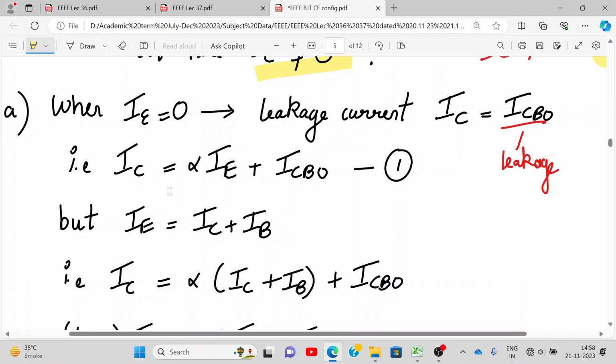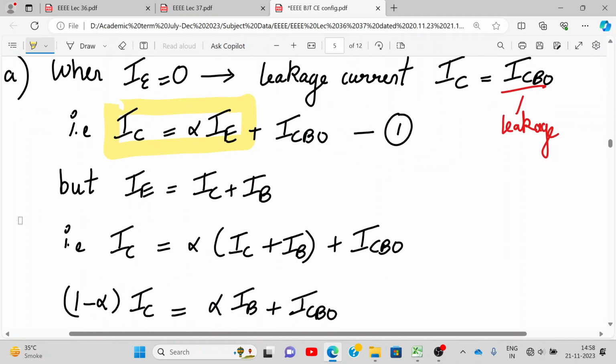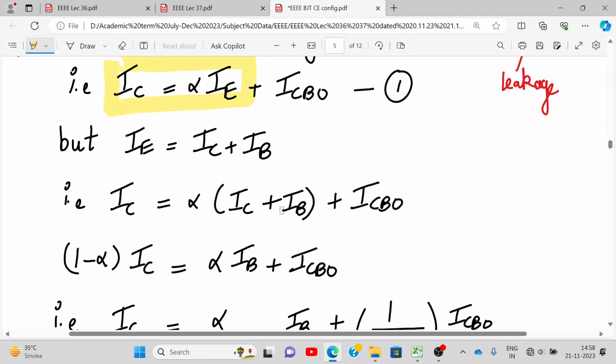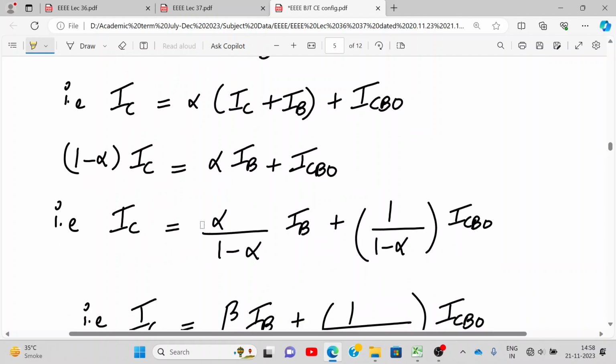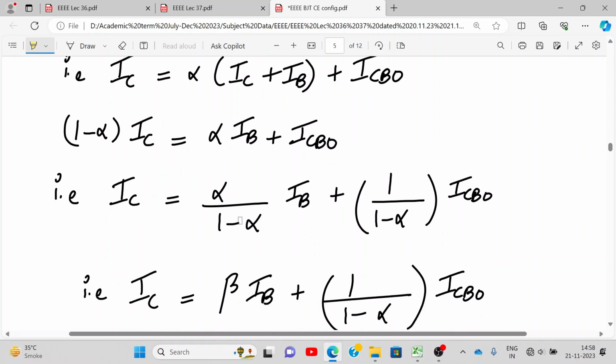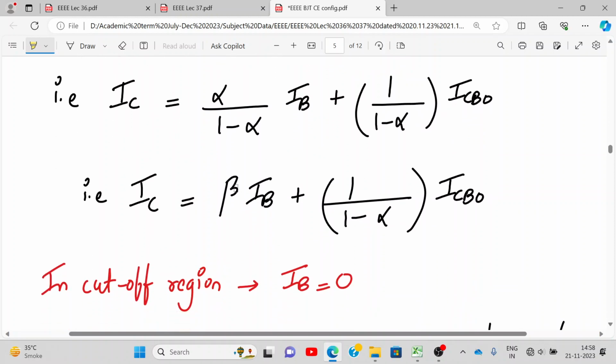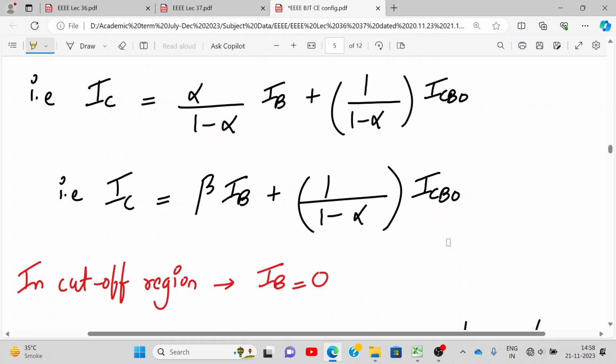Now what is IC given by? I have told you this much of the equation only, right? But ये leakage current है. So IC is alpha times IE, but IE is IC plus IB, right? So I've expanded this. After expansion, I take 1 minus alpha on the left hand side. Then I divide by 1 minus alpha on both sides. So I get IC equal to alpha upon 1 minus alpha times IB plus 1 upon 1 minus alpha times ICBO. Alpha upon 1 minus alpha is beta. So it is beta IB plus this factor. So this factor is included now. This is the factor which is missing.